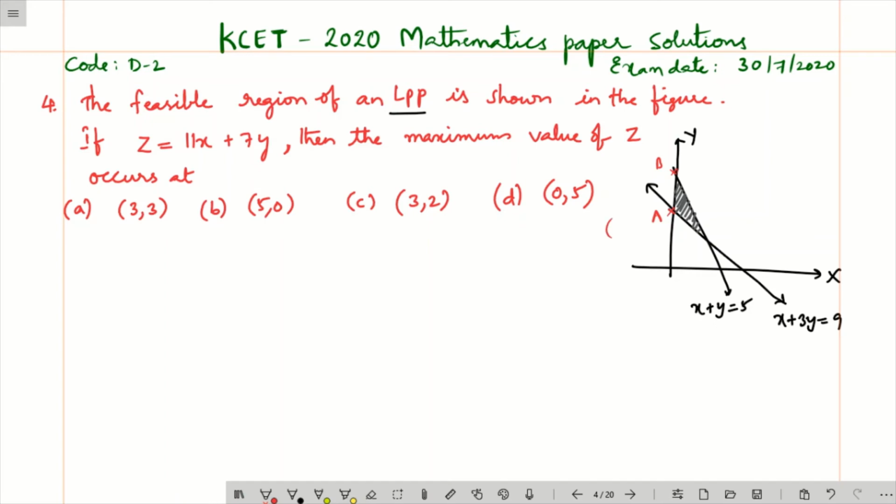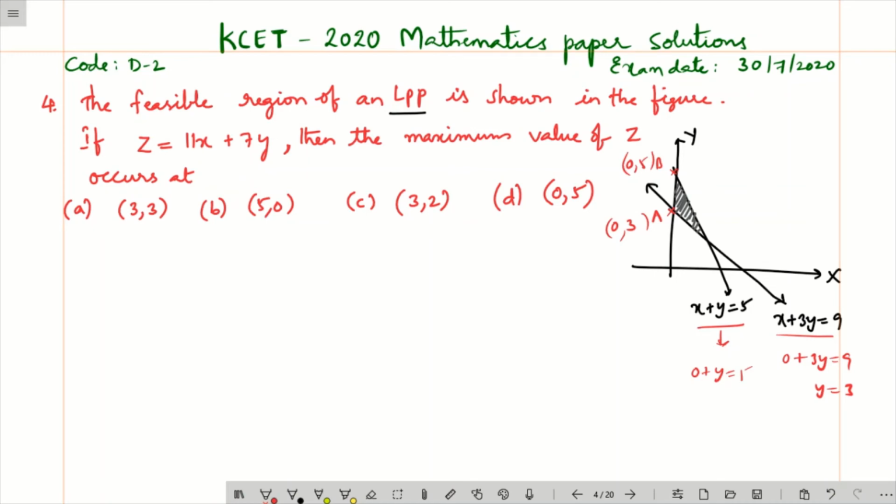So to get the point A, this is the line equation. For this, you put x is equal to 0, you will be getting 0 plus 3y is equal to 9, y is equal to 3. So you are getting the point 0, 3. So the point A is 0, 3. And to get the point B, in this line, you put x is equal to 0, 0 plus y is equal to 5, you will be getting 0, 5.